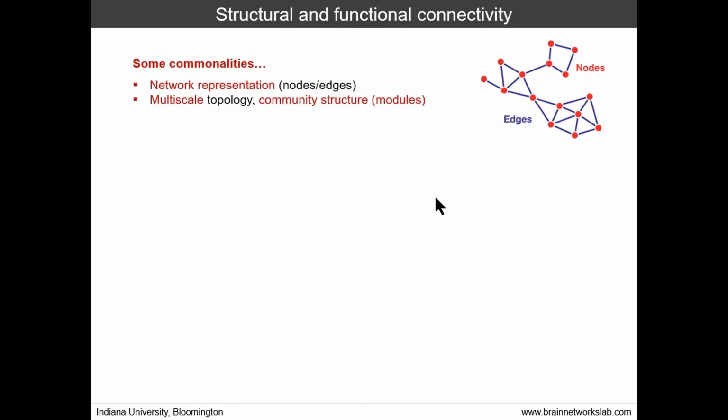And of course, these two network modalities have some common features. They can be represented as networks. The brain regions are nodes. The structural connections are edges. The correlations can be represented as edges. They have multi-scale organization. We can interrogate their structure at the level of individual regions, at the level of the network as a whole, and at intermediate scales, where we look at clusters or communities.